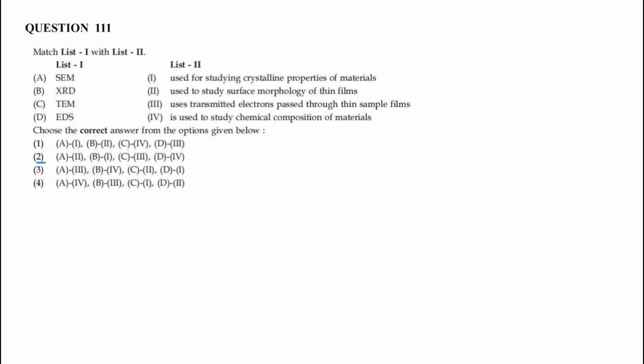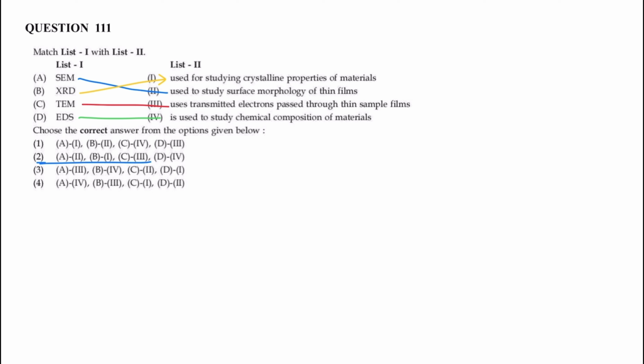So SEM is used to study the morphology of thin films. XRD is used to study the crystalline properties, and TEM uses transmitted electrons passed through thin sample films. EDS is used to study the chemical composition of materials. So correct option is A2, B1, C3, D4. So the correct option is 2.